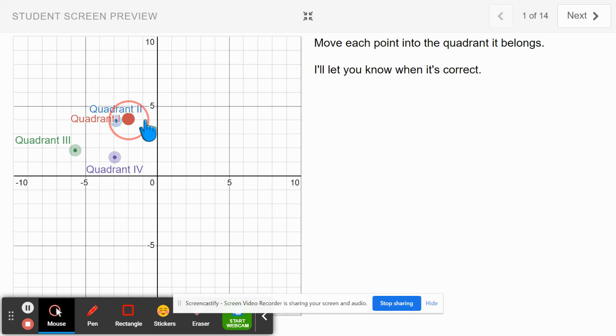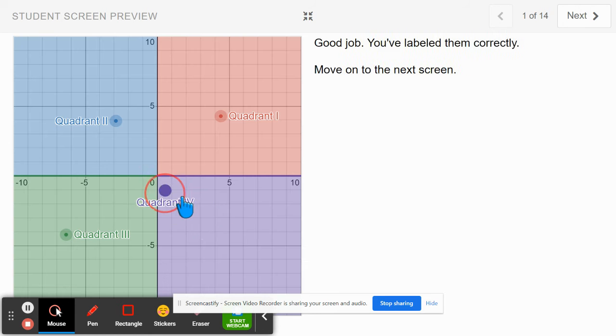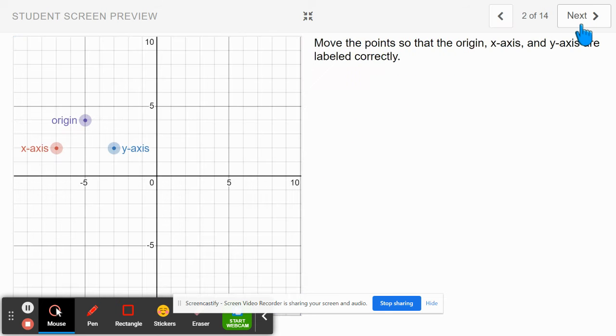Oh, I think I can. All right, quadrant 1's over here. Quadrant 2 is right here. You have these in your notes too. Quadrant 3. Sometimes it needs a little help here. Quadrant 3, and then quadrant 4 is down here. Okay, so then you go to the next slide. Once it tells you good job, you've labeled them correctly, move on to the next screen. Don't move on unless it says good job, okay?